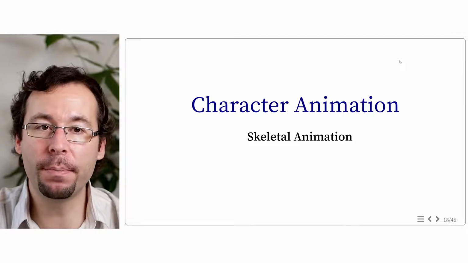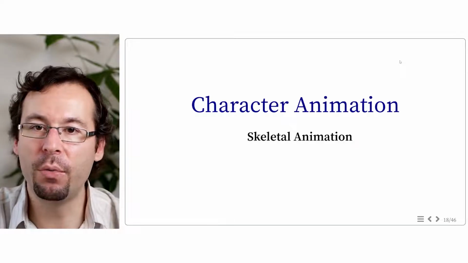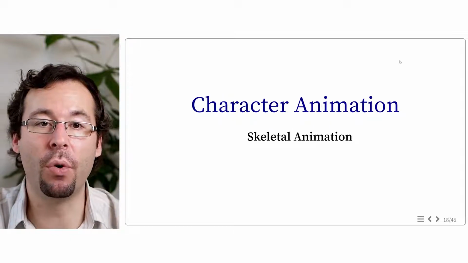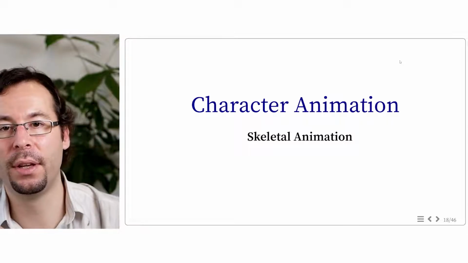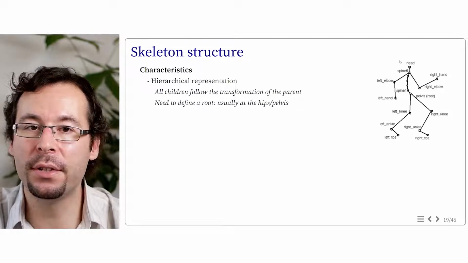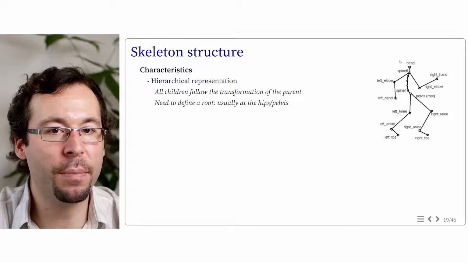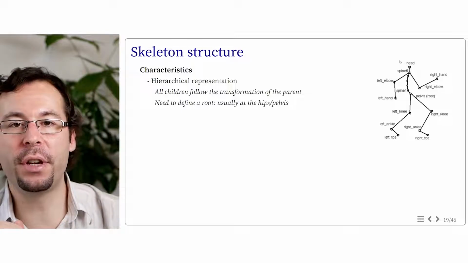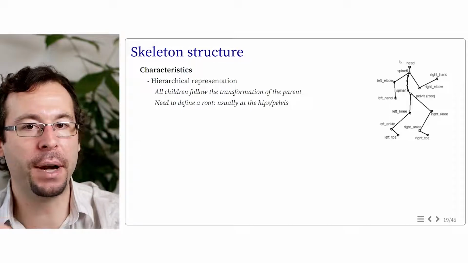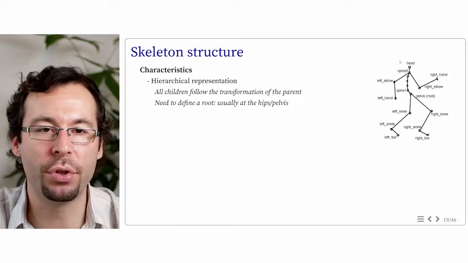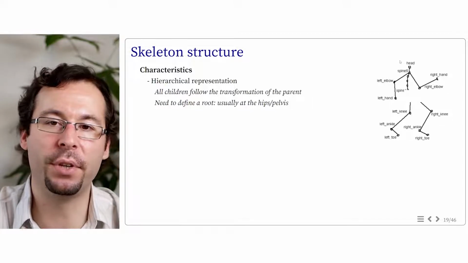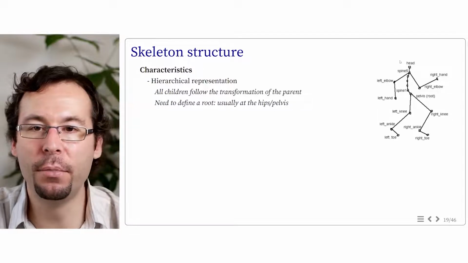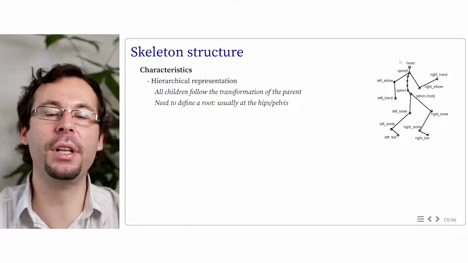And now we are passing to the second part of the character animation. We saw how to deform the skin of the character, and the question is how can we control the motion of the skeleton? And first we need to represent the skeleton. Usually it's common to represent it as a hierarchy for articulated character. All children therefore follow the transformation of the parent, and we need to define a root node, usually positioned at the hip of the character. The skeleton is a tree, so any joint can have multiple children, but it can have only one parent.